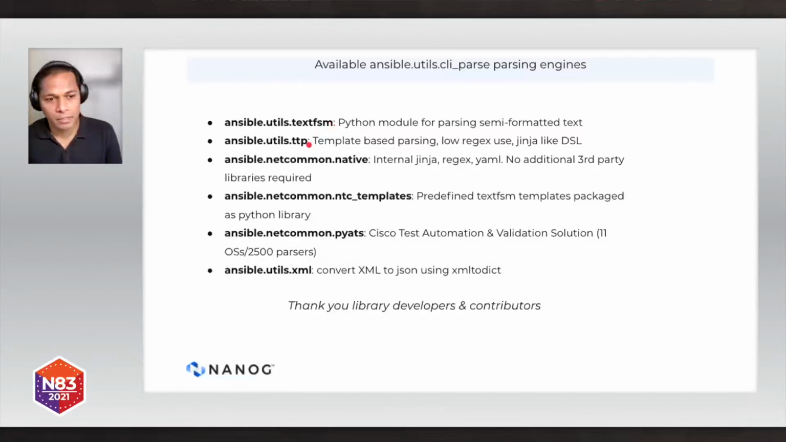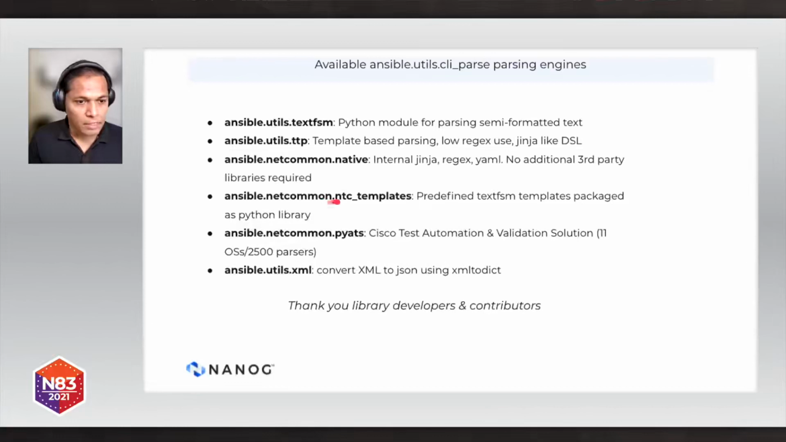Then TTP is again one of the well-known libraries for template-based parsing. Then there is a native parser engine that is developed, and it is part of the ansible.netcommon collection. It doesn't rely on any third-party libraries. So this parser engine is basically used by the resource modules that are built to convert text-based data or response into a structured format.